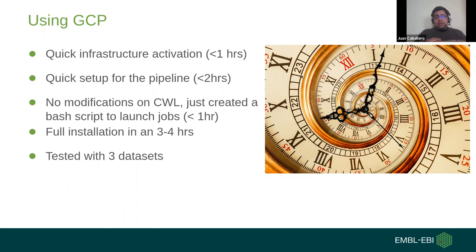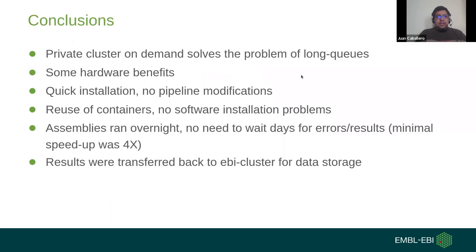The benefit that we had with CWL is the real portability. The full pipeline did not need any modification because CWL just manages the type of queue we are using. There are no changes to the CWL workflow. The only thing we created is a simple bash script to launch the jobs, just to simplify our life and have a single command to launch everything. But the pipeline itself was not modified. So that means that in 3-4 hours, we have everything ready to start testing and do some assemblies. Of course, the assemblies take more time than those 4 hours, but that was a really good kickoff, with quick installation and setup.